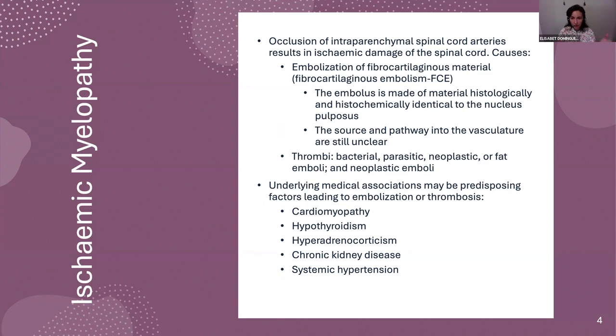We need to know also that it is always relevant to remember that there are some medical conditions that will be predisposing factors leading to embolization or thrombosis in the body. So those are the typical ones that we know already from the brain. Animals with cardiomyopathies, hypothyroidism, hyperadrenocorticism, renal disease, systemic hypertension.